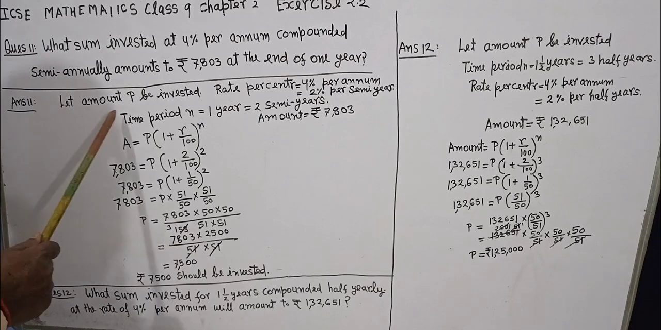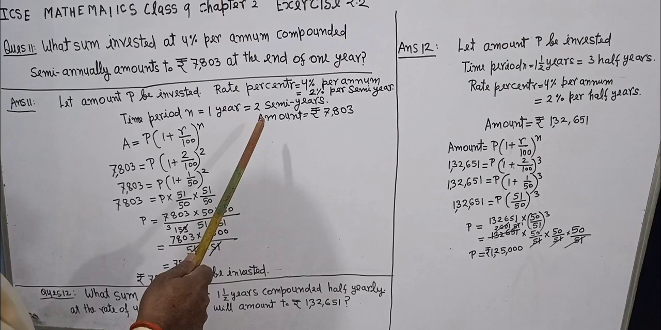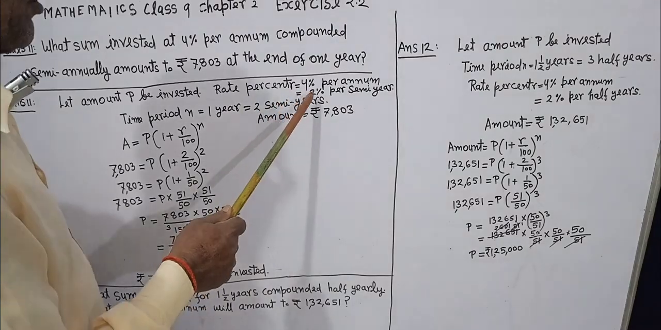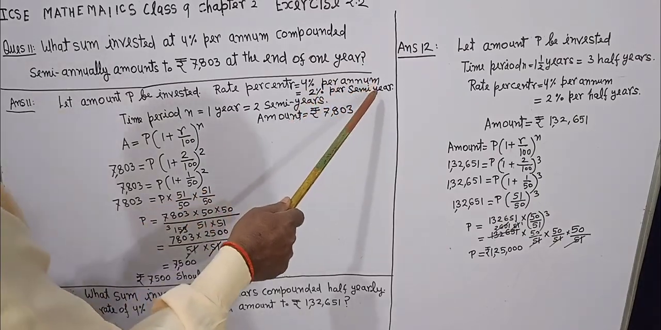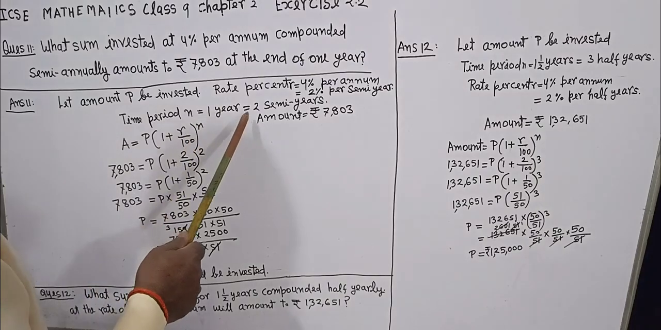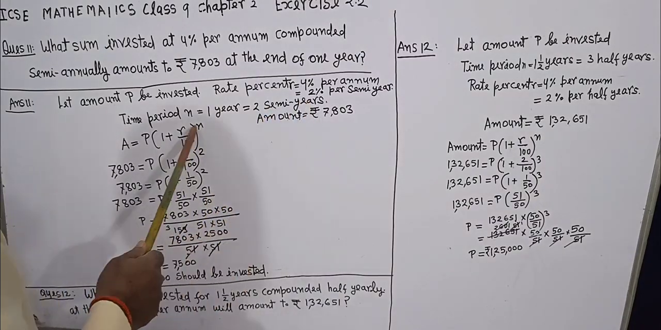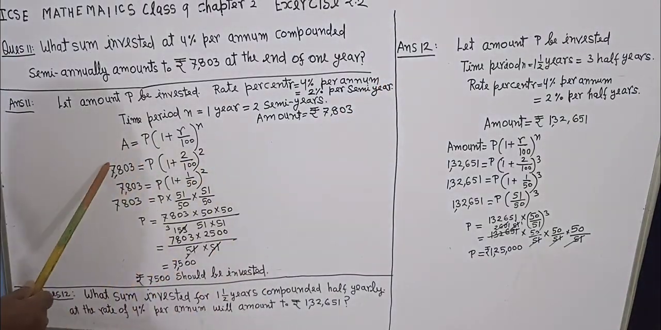Answer 11. Let amount P be invested, rate percent R equal to 4% per annum, equal to 2% per semi-year, time period n is equal to 1 year, equal to 2 semi-years, amount equal to rupees 7,803.